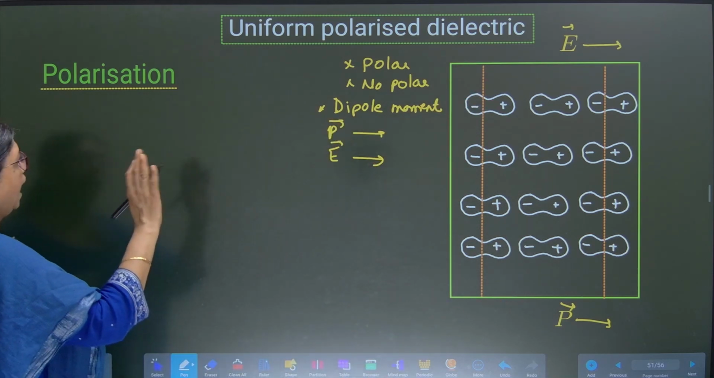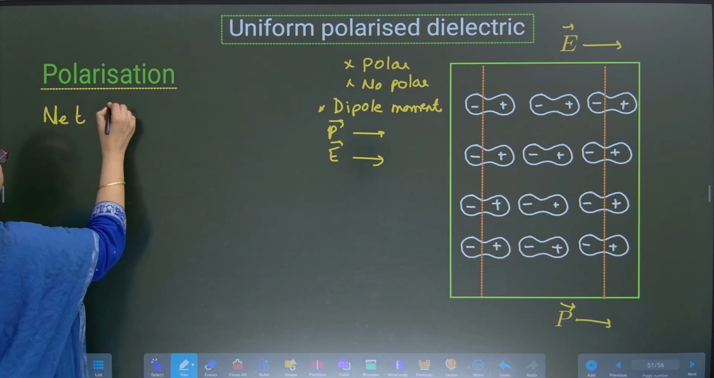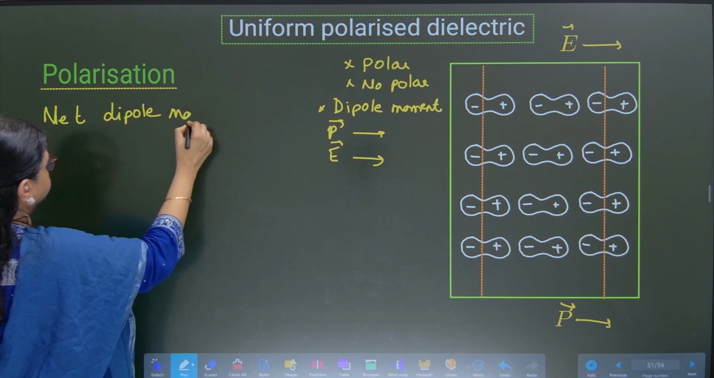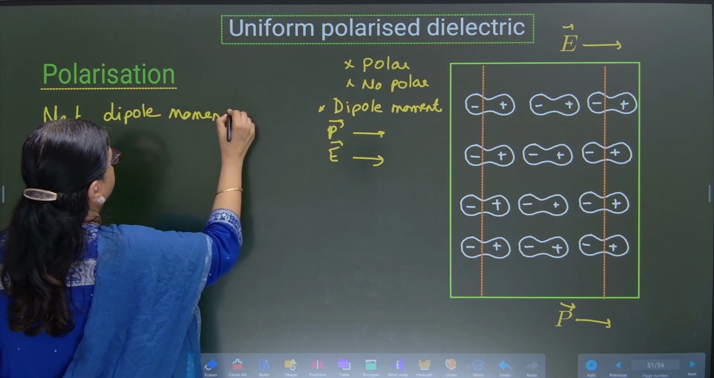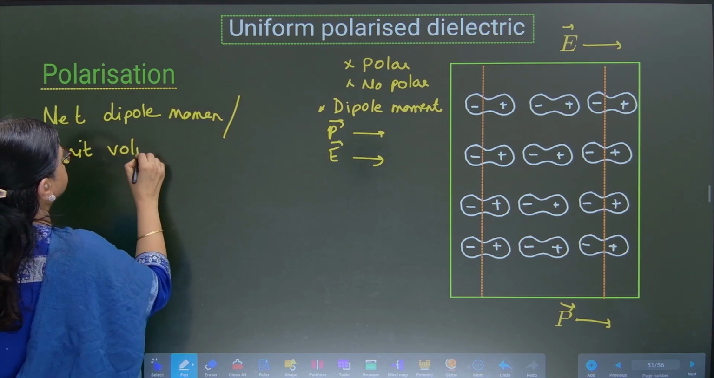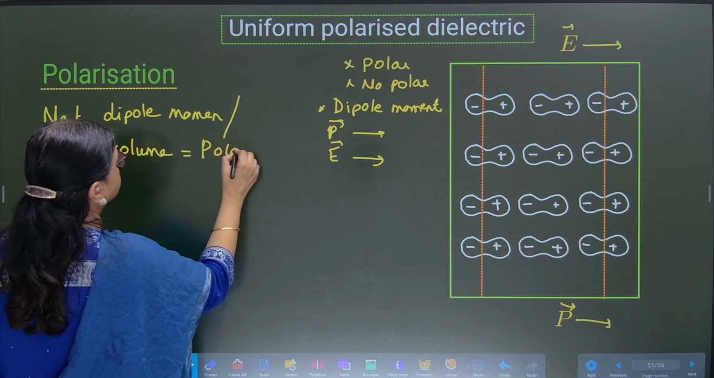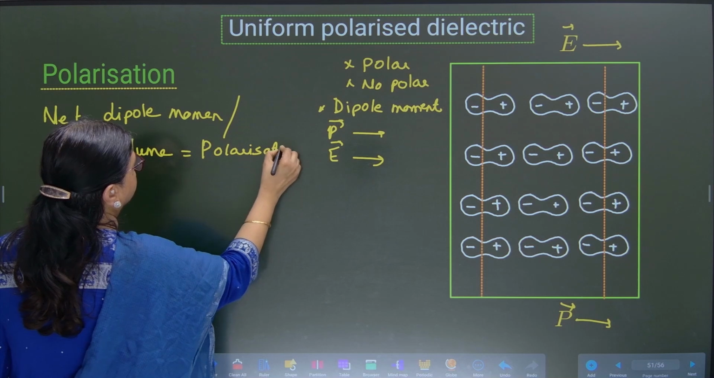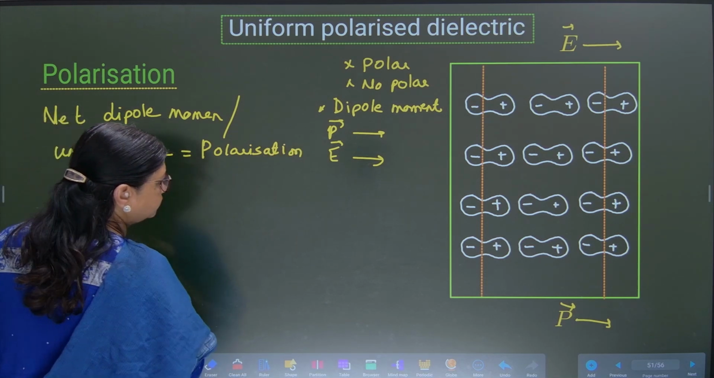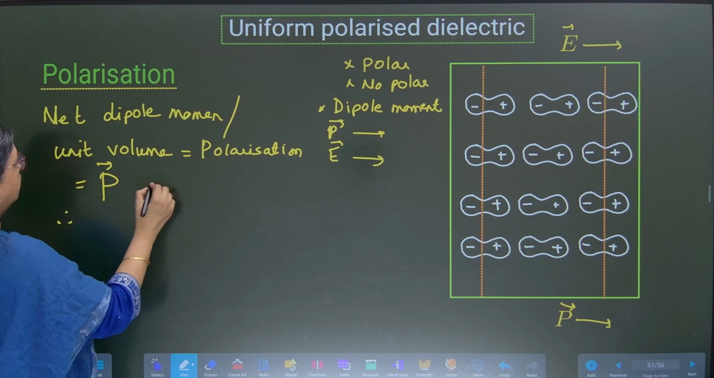Fine. Okay. Now, this net dipole moment per unit volume is called polarization, denoted by capital P.